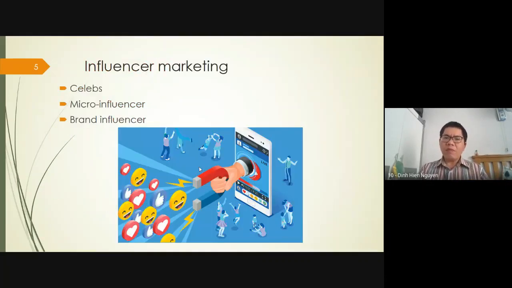There are three kinds of influencer in marketing. The first is the celebrity, or celeb, who are famous singers, actors or actresses. The second kind is the micro influencer, who are famous in a specific field. In deep learning, we have some experts in this field, and in marketing, we have experts in marketing. That is the micro influencer, a famous person in the field. And the last is the brand influencer, who affects people for a determined brand.